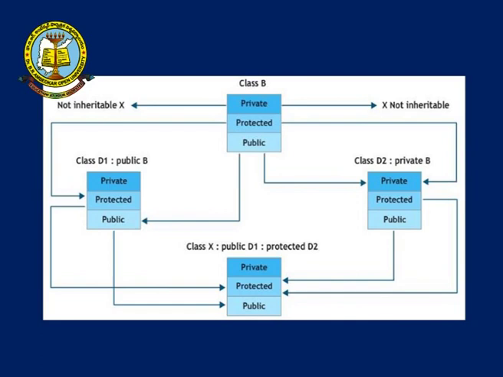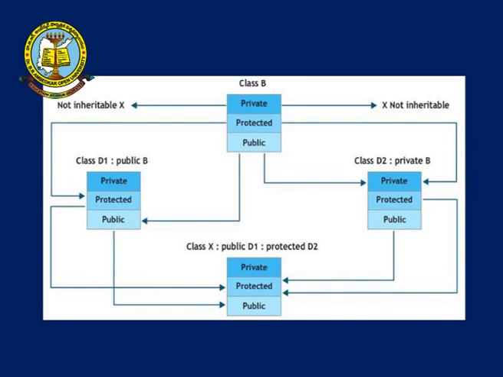Here we have a class named B, and it has some private members, protected members and public members. As we have already seen, the private members are not at all inheritable into the derived class. And if you see the protected members, here class D1 and D2 are actually derived from the class B. In the first case, class D1 is derived from the class B in the public mode, that is, it's a public derivation.